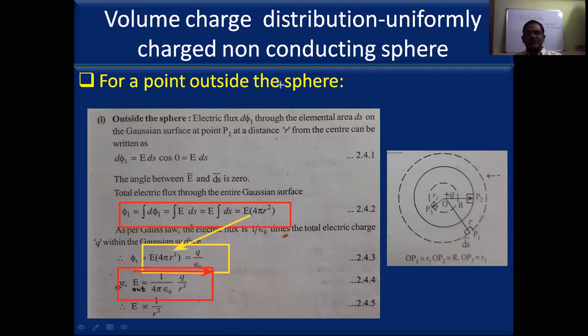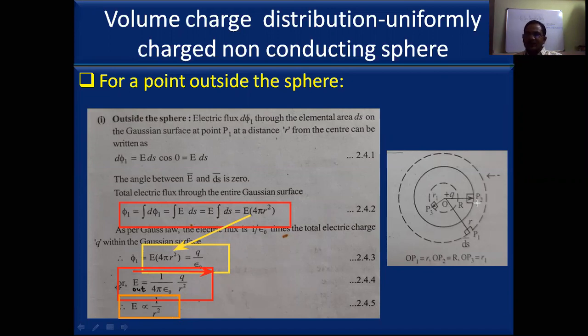You observe the expression, it is very clear that E is inversely proportional to r squared. So in the case of an external point, the field strength decreases with distance. According to the relation, it is inversely proportional to the square of the distance.